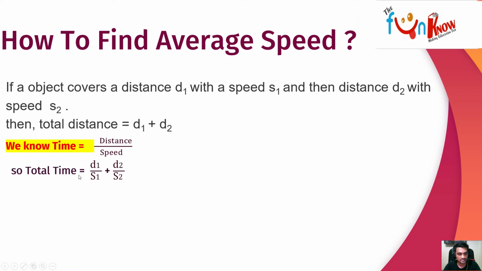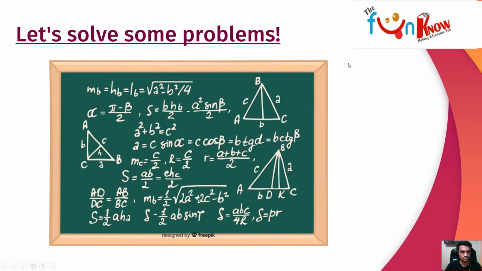So total time is equal to the first distance divided by the first speed, plus the second distance, which is d2, divided by s2, the second speed which is given. And once you find the time and distance, you can easily calculate the average speed. So let's solve some problems.